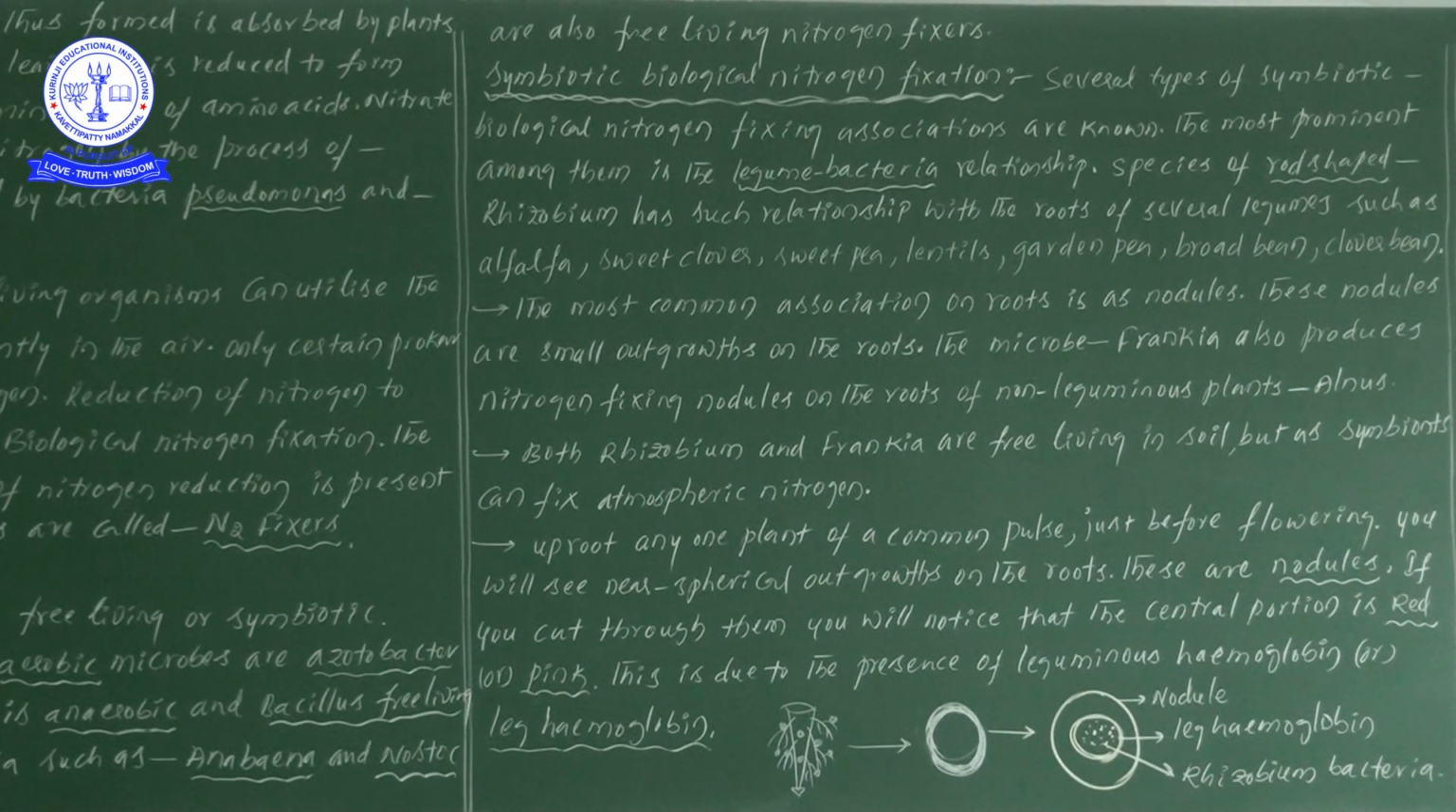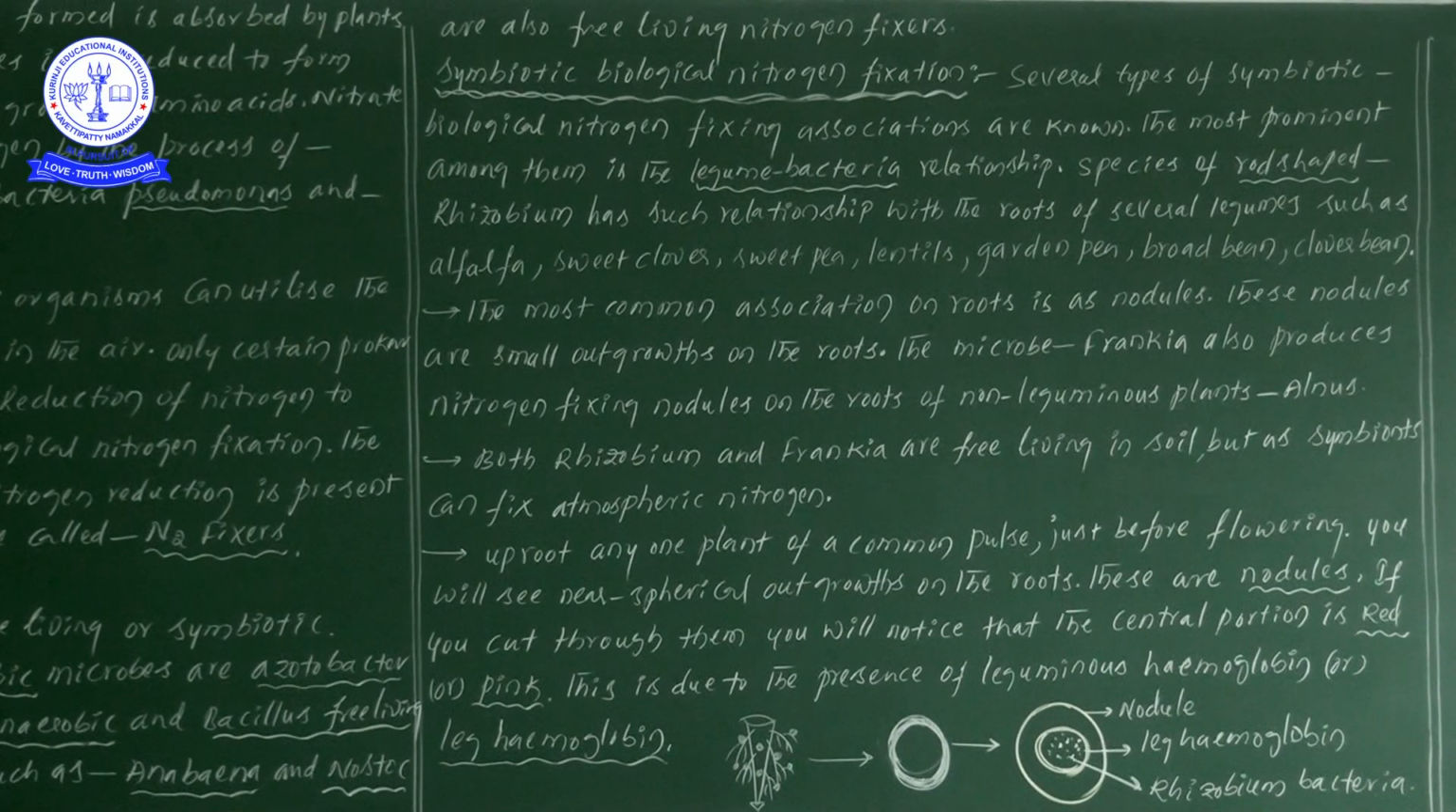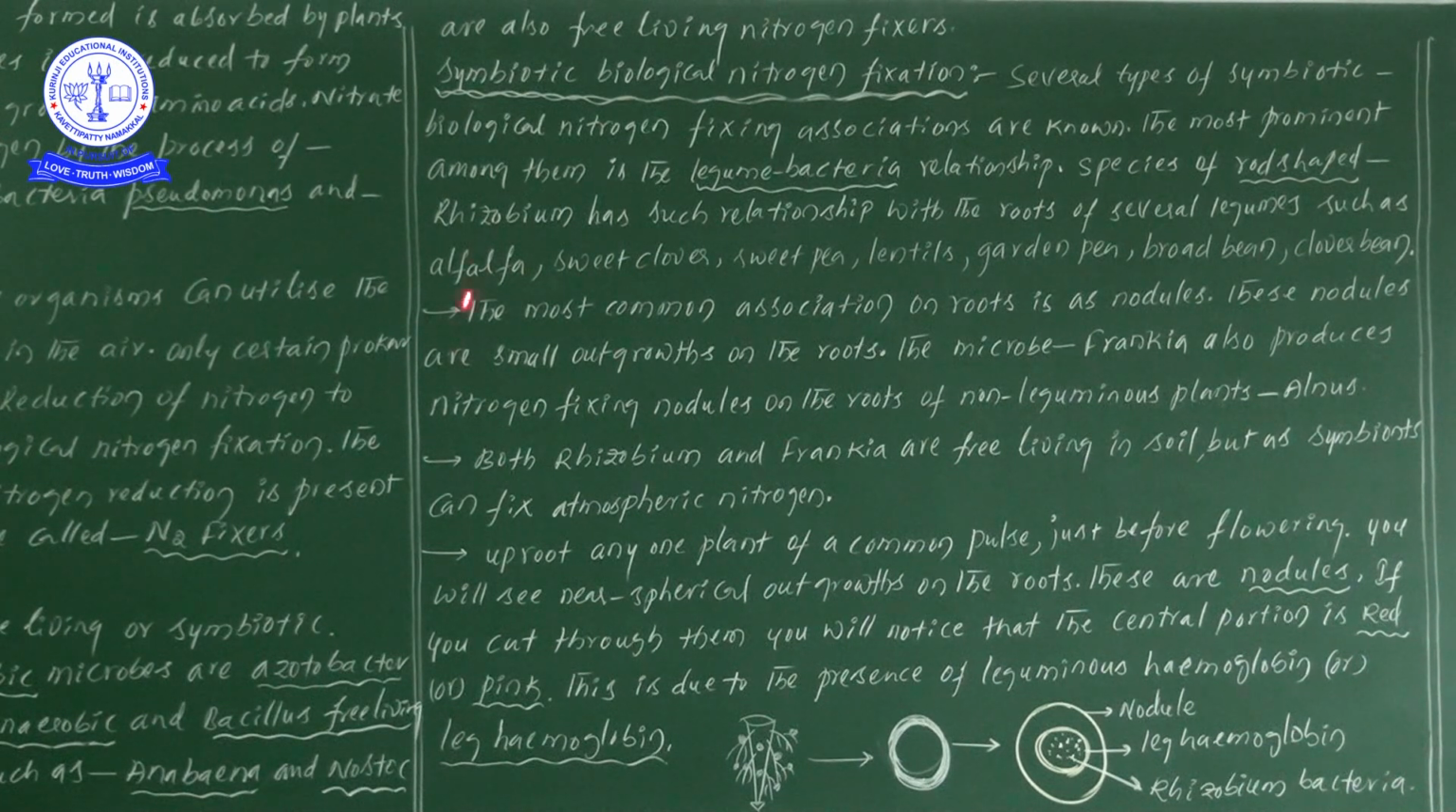Roots of several legume plants such as alfalfa. Now you see the several legumes: alfalfa, sweet clover, sweet pea, lentils, garden pea, broad beans, clover beans. Likewise there are different types of legume plants. Even the examples are important, so note them down. Alfalfa, sweet clover, sweet pea, lentils, garden pea, broad bean and clover bean, etc. Still so many are there. So all these we will take as several leguminous plants.